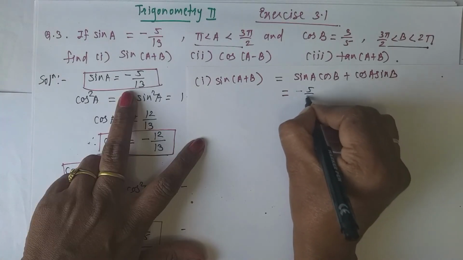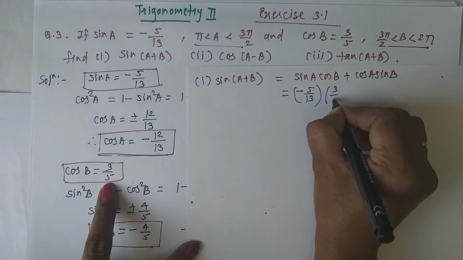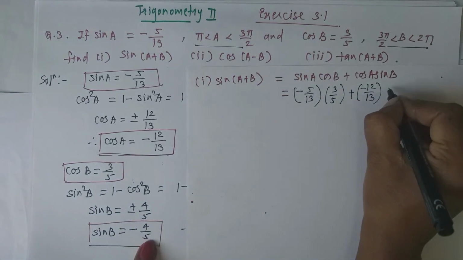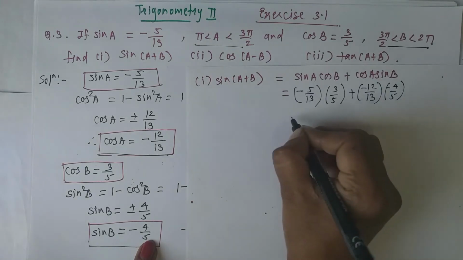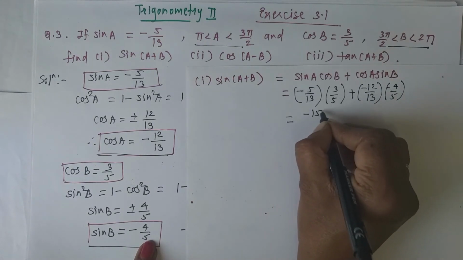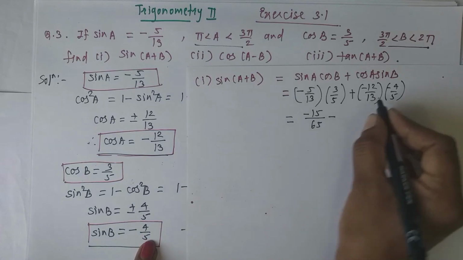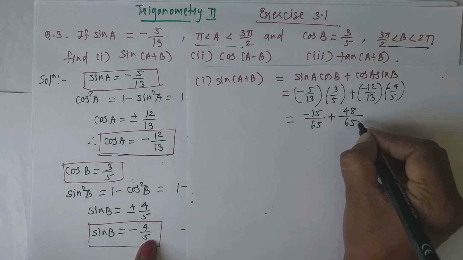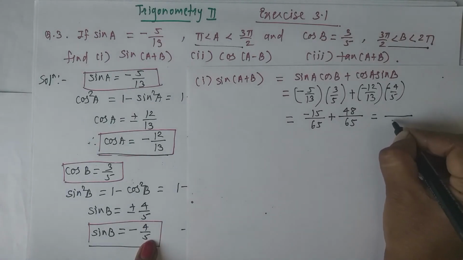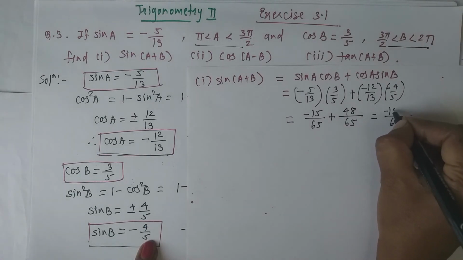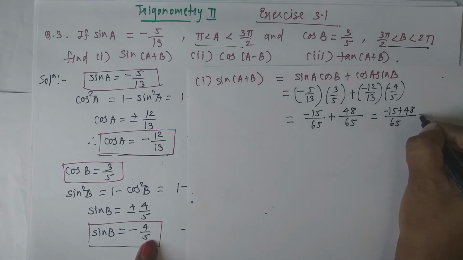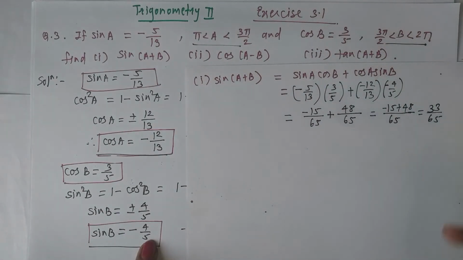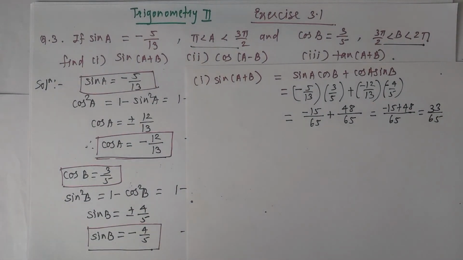Sin A minus 5 by 13, cos B 3 by 5, plus cos A minus 12 upon 13 and sin B minus 4 by 5. And after simplification, this will be minus 15 divided by 65, this minus becomes plus 48 divided by 65. Now you take the LCM, that will be 65, minus 15 plus 48, and after simplification this will be 33 divided by 65. Okay. Now we will find the second.